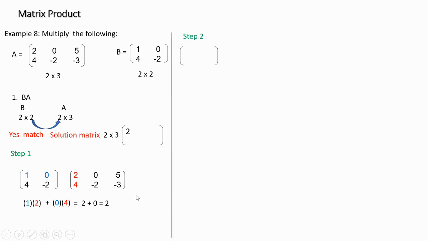Step 2. Now I'm going to multiply again the first row, but now times the second column. You see, the ones that we're multiplying are highlighted in blue and red. So now I'm going to multiply the first row times the second column. 1 times 0, 0 times negative 2. This is going to give us 0 plus 0 equals 0. So that becomes my next entry, which is 0.